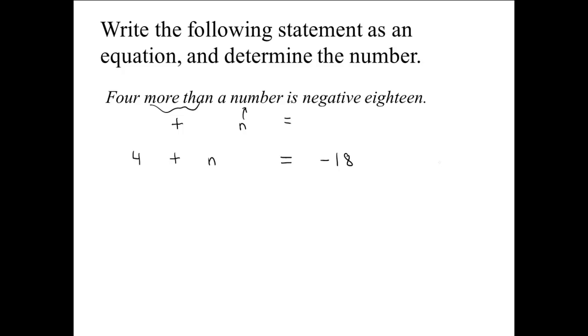To solve this equation, to find what n, the number, is, we would have to subtract 4 from both sides of this equation. 4 minus 4 is 0. We'd have 0 plus n, which is simply n, equals negative 18 minus 4. This is equivalent to writing negative 18 plus a negative 4. When you're adding two negatives together, you add their absolute values, which are positive 18 and positive 4. It gives you positive 22, but when you add two negatives, you get negative. In this case, n equals negative 22.